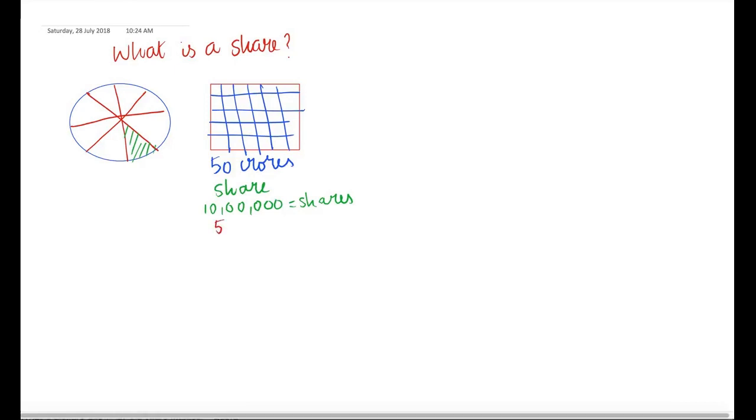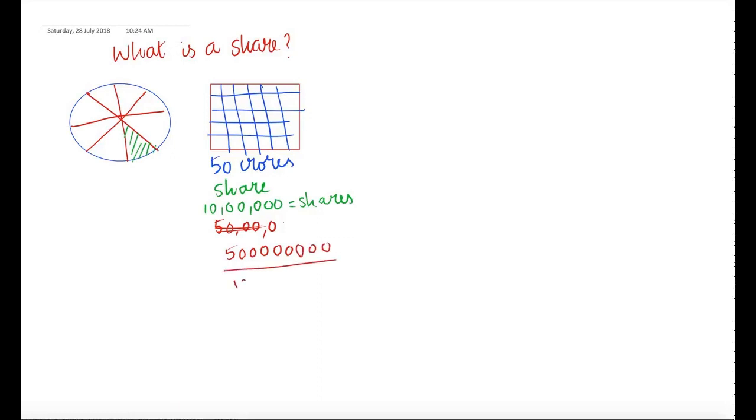To find the value of one share while announcing the IPO, you can use this formula. The total fund required is 50 crore rupees, divided by the total number of shares, which is 10 lakh. By doing this, we can calculate the individual share value while announcing the IPO. So the individual share value is 500 rupees.